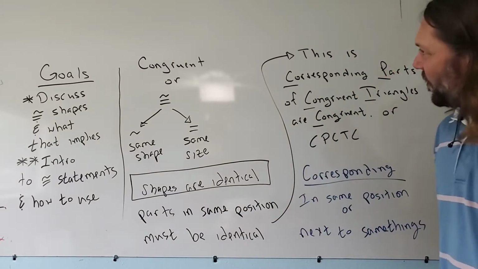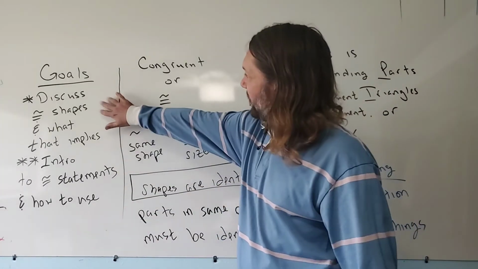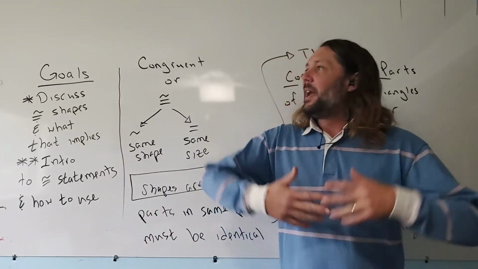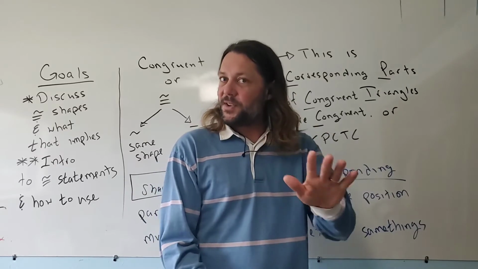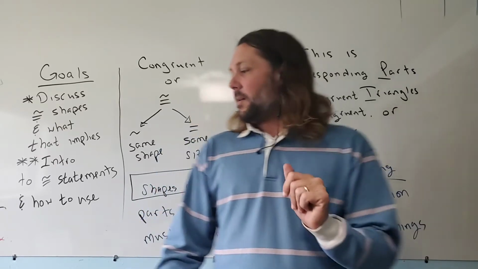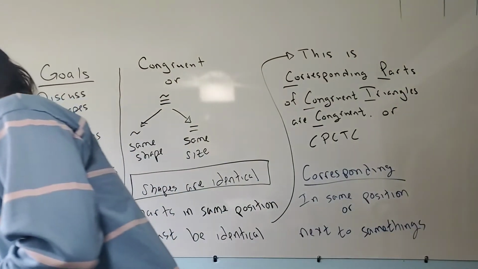that's the first goal, discuss congruent shapes and what that implies. If I have identical shapes, then the parts that are in the same position must themselves be identical. Okay, so I'm going to check off goal number 1.